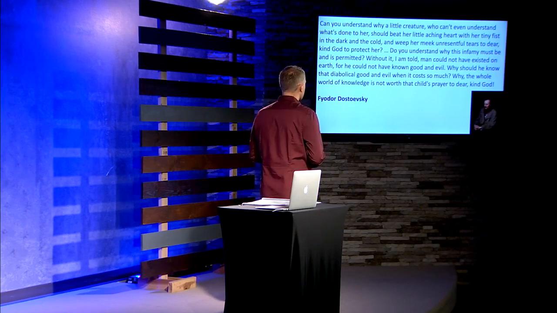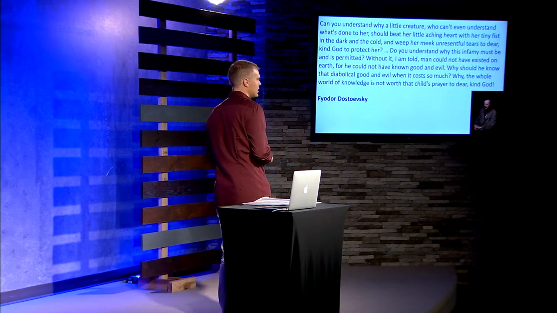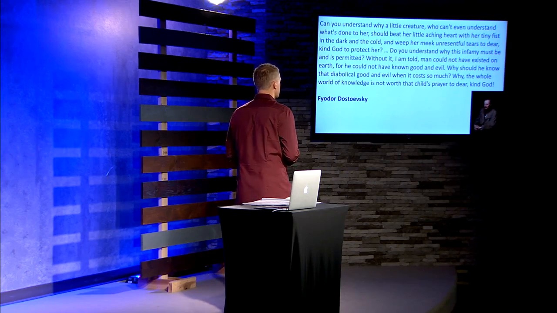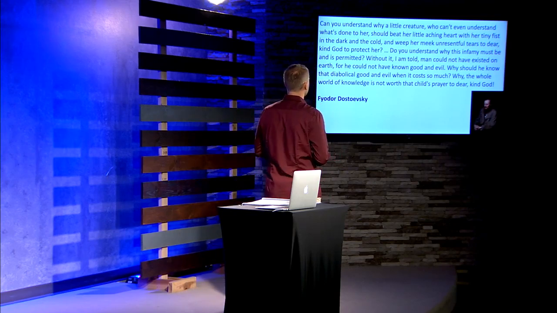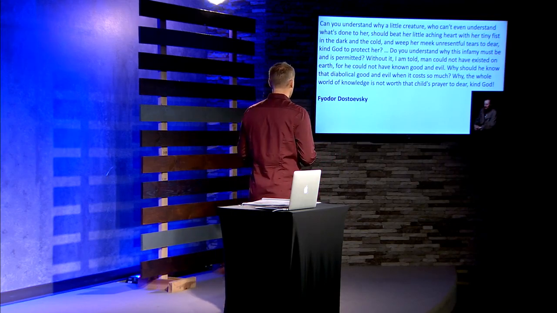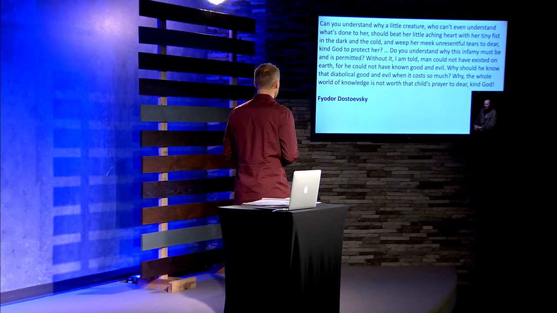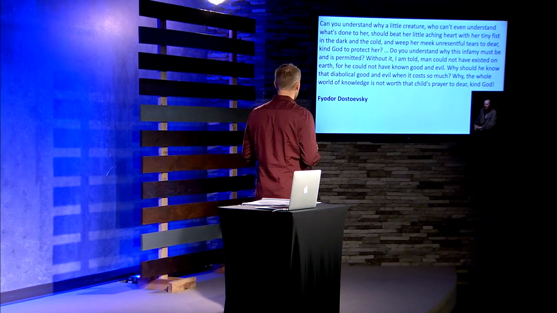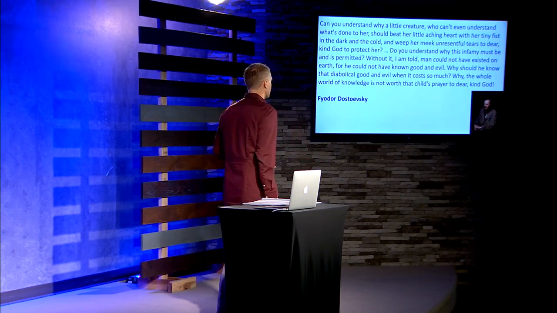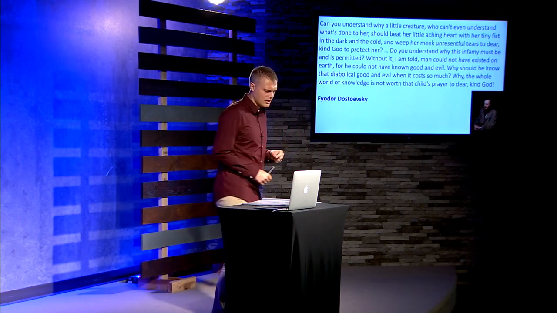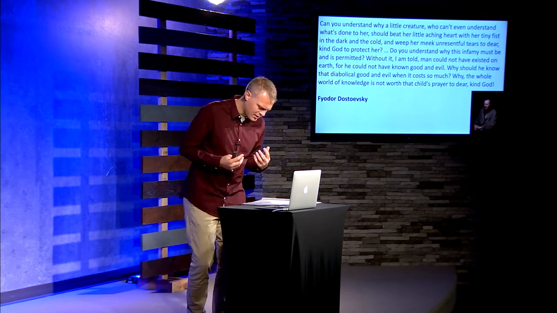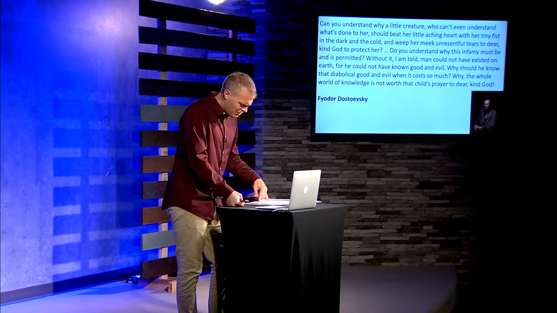And then he anticipates what Alyosha will say. Alyosha actually doesn't say much in this speech. He just listens, which is a good thing to do often. He says, "Without it, I am told, man could not have existed on earth, for he could not have known good and evil. Why should he know that diabolical good and evil when it costs so much? Why, the whole world of knowledge is not worth that child's prayer to dear, kind God." You feel that as you're reading through the book.